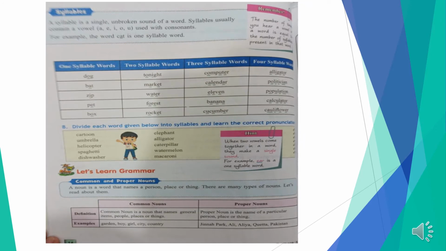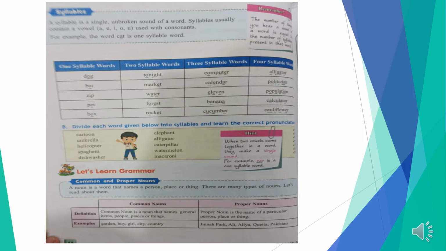Let's move toward the next page, and it's page number 14. The page number 14 is starting with the word syllable. Syllable is basically a phonetic term. It means a very small sound of a word that cannot be further broken. A syllable is a single unbroken sound of a word.